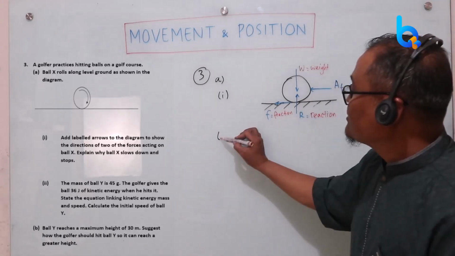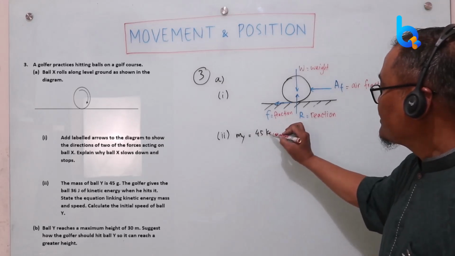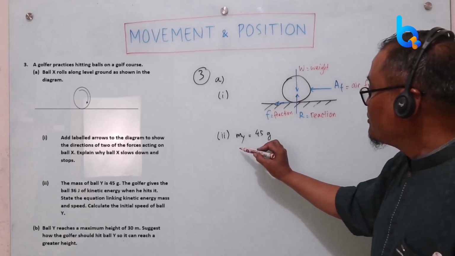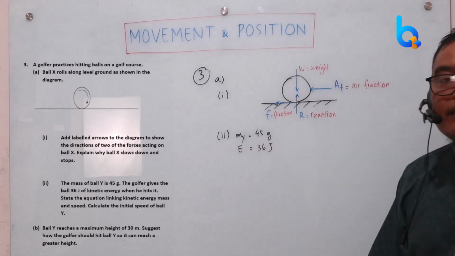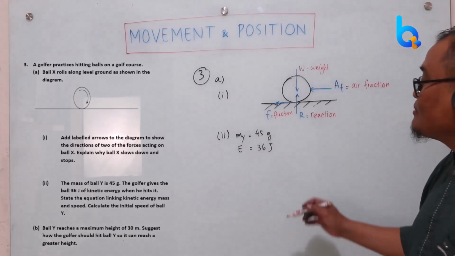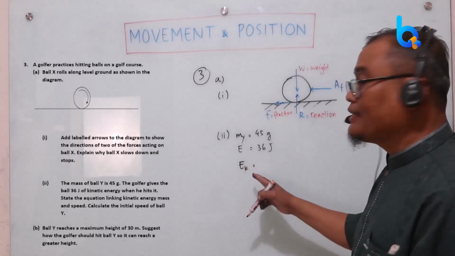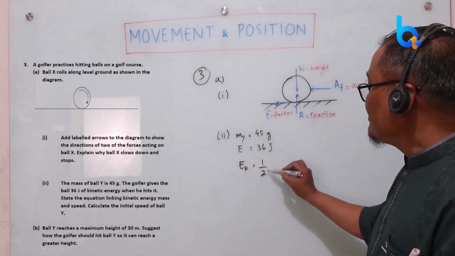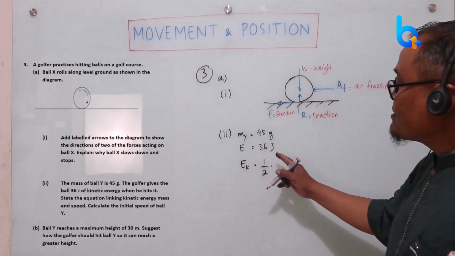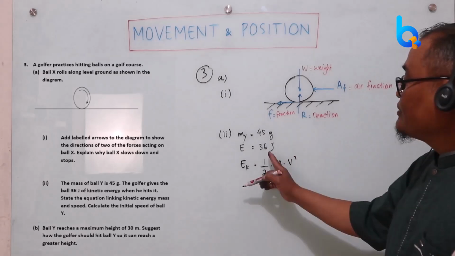Next part 2. The mass of ball Y is 45 gram. Next, the golfer gives the ball 36 joule of kinetic energy when he hits. State the equation linking kinetic energy and mass. Kinetic energy is half of mass times velocity squared. Just now we were given 36 joule for the kinetic energy.